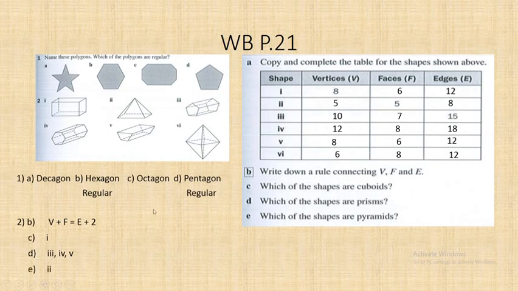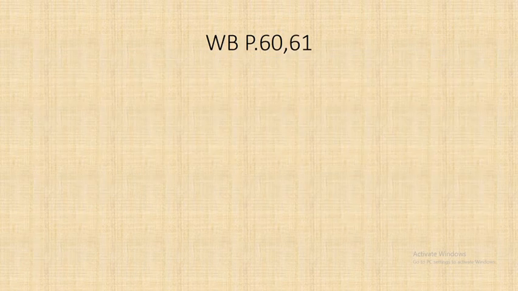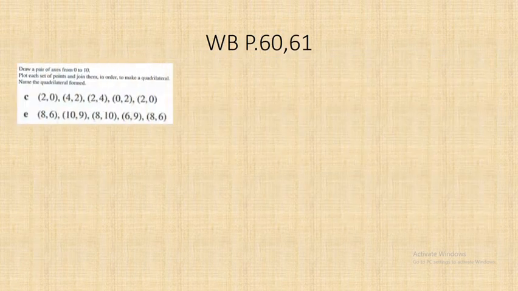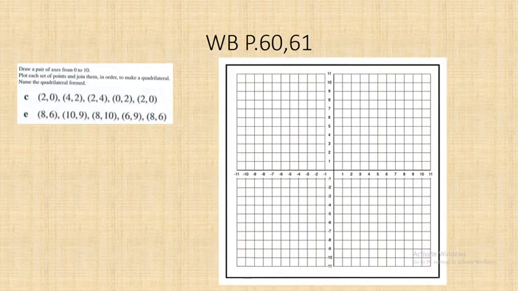Okay, so this is for the workbook page 21. So let's go for workbook pages 60 and 61. They are very easy. I need here to draw a pair of axes from 0 to 10, and I need to plot each point for question C and question E. I need to join them in order to make a quadrilateral, and then to name the quadrilateral formed. So this is the axis, x-axis and y-axis.